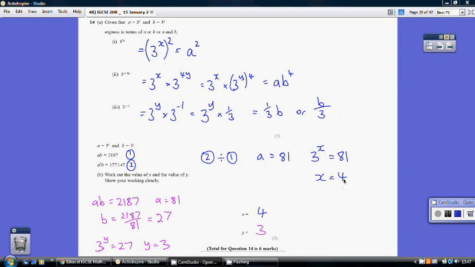3 to the power of what gives me 81? That is 4. Now I'm just going to substitute this back into an earlier equation. So I know that ab equals 2187, and I've just worked out that a is 81. So dividing both sides by 81, I get b being 27. Now b is 3 to the power of y, so 3 to the power of y equals 27. 3 to the power of 3 is 27, so y equals 3.